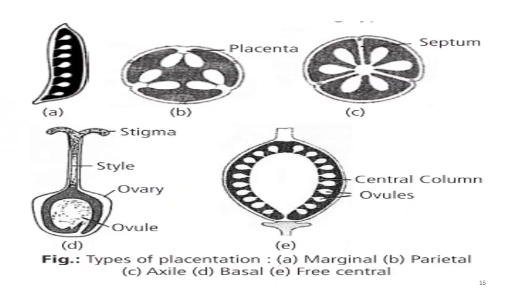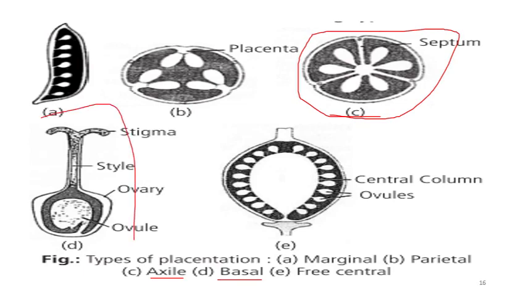So in this Rosaceae family, we have two types of placentation. One is axile and the other one is basal. So see here, this indicates the axile placentation, and this one indicates the basal placentation.